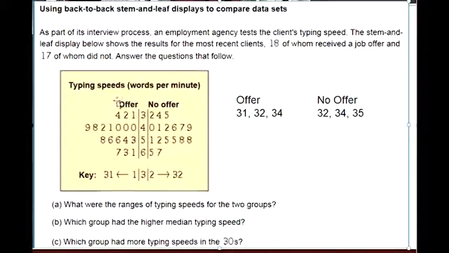Okay, so here's a question for you. What was the highest typing speed of the group that got an offer? In this first group on the left, what was the highest typing speed? Right, Sandra, 67. In the group that got no offer, what was the lowest typing speed? Good, okay, 32. Can you see how the scores on the left side are clustered here in the 40s? There were more scores in the 40s on the got an offer side than there were on the no offer side.